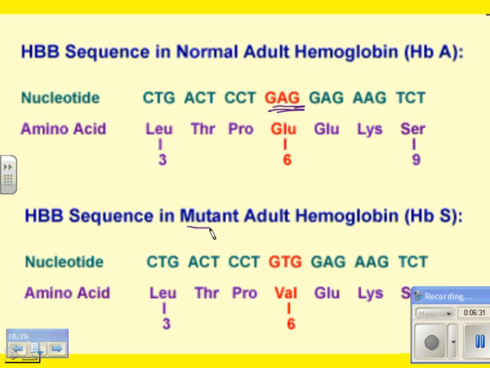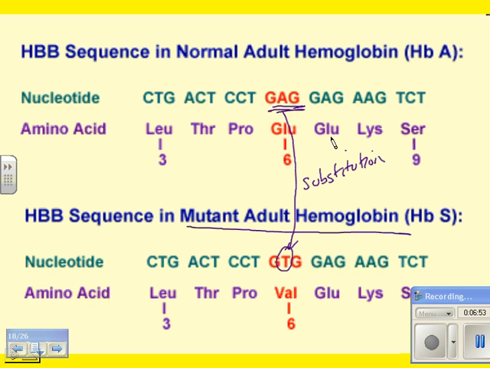Here's the sequence in the sickle cell anemia gene. It's just this one nucleotide that's different. So you can see GAG is still the same, AAG, TCT, that's all the same. So this is called a substitution when that happens.